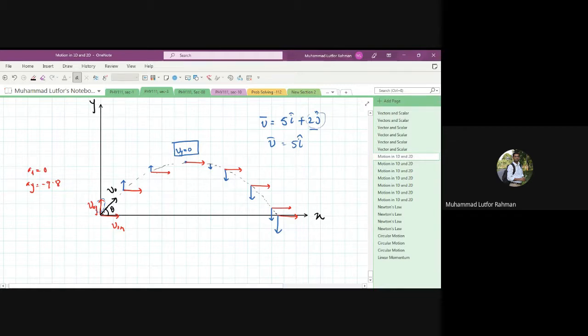If it has crossed that maximum height, then the velocity would be 5i minus 2j, exactly at the same height. Say this is the case where velocity is 5i plus 2j, then at the same height on the opposite point, it should be 5i minus 2j. It means that if your y component is negative, then the particle has already crossed its maximum height. That's why the vertical component is negative.